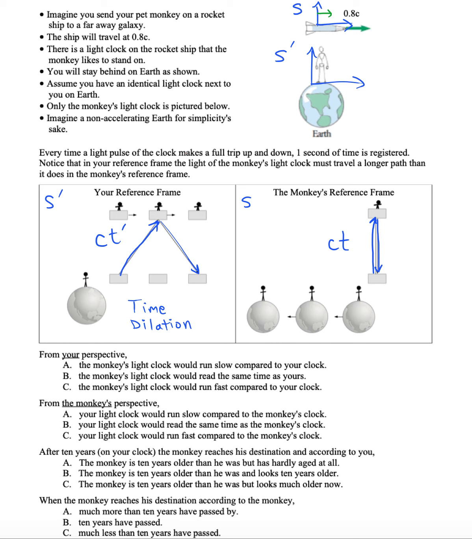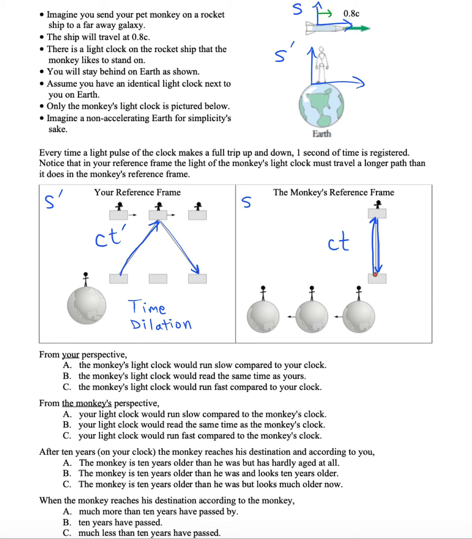From your perspective on Earth, does the monkey's light clock appear to run slow? Would it read the same time as your clock? Or would his clock actually run fast? Which one do you think it would be? So the monkey is going to experience time as normal time. And that's going to be the shortest time that could possibly occur.